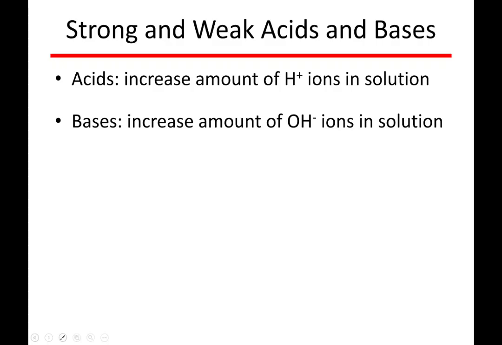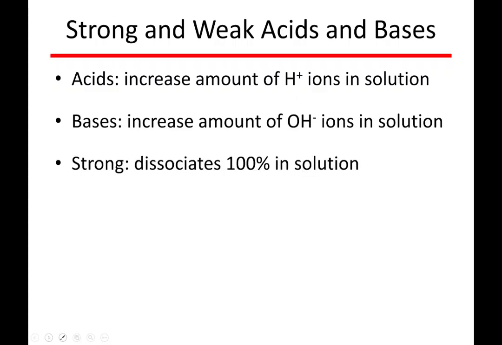Additionally, we can talk about the relative strength of acids and bases. So we define a strong acid or a strong base as being something that dissociates or breaks up 100% in solution. Examples of strong acids would be substances like HCl or HBr, and there are a few other examples of strong acids. But HCl is a strong acid, meaning that when it's dissolved in water, it completely breaks up 100% of the way into H+ ions and Cl- ions.